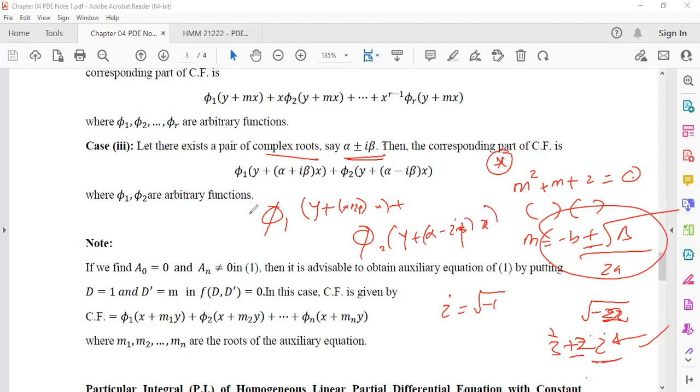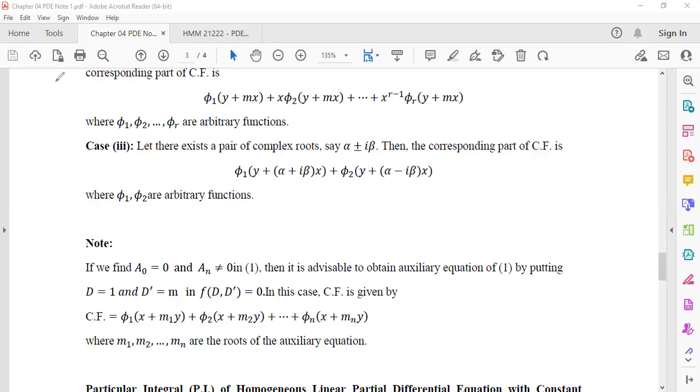So again, these are functions, and these are very easy for you to remember: cases 1, 2 and 3. That's all about the case of complementary functions. So let's see one of the notes. It's not a big thing anyway, but it may happen in some cases. That's why they have included it.